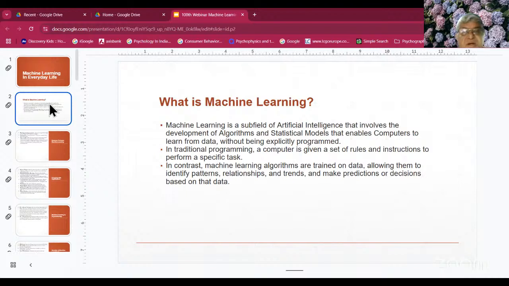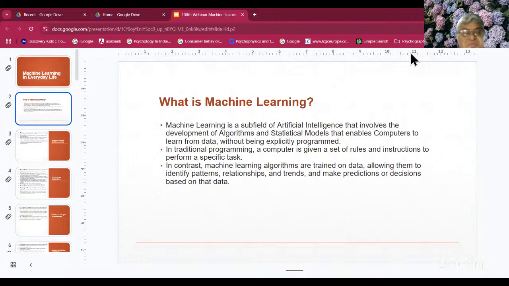In traditional programming, a computer is given a set of rules and instructions to perform a specific task. So when we are following the traditional program, we are giving computers a set of data, and we are giving some rules to follow for the specific task. But in contrast, machine learning algorithms are trained on data, allowing them to identify patterns, relationships, and trends. So these things are very important. Number one is the pattern. So pattern recognition is very, very important in the case of machine learning.